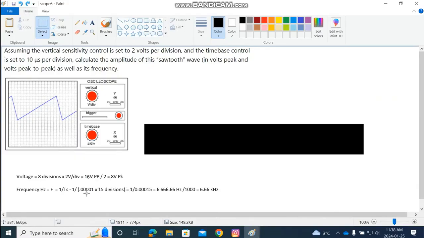So that's going to be 0.00001 times 15 divisions. The reciprocal of that is going to tell me I have 6,666.66 hertz divided by 1,000. So that would be 6.66 kilohertz.